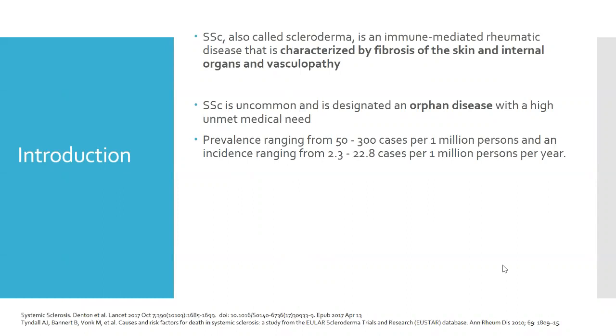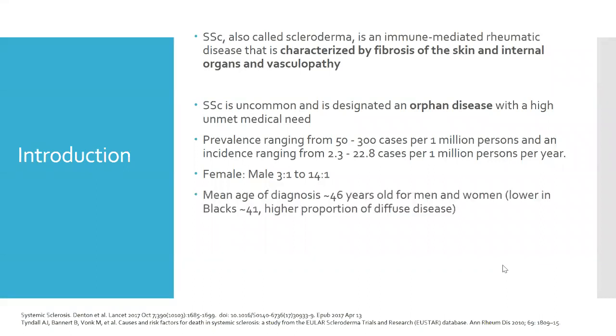As you all are aware, scleroderma, or systemic sclerosis, is an autoimmune disease that's characterized by fibrosis, not just of the skin, but also internal organs, and a vasculopathy. So it's a combination of fibrosis and vasculopathy. It's designated as an orphan disease. Prevalence is anywhere between 50 to 300 cases per million persons, and the incidence is anywhere between 2.3 to 22 cases per million persons per year.